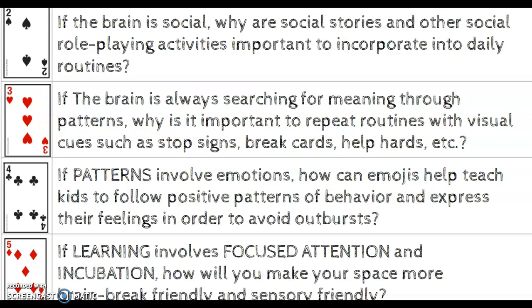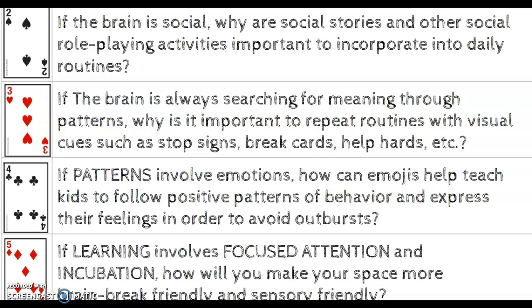If the brain is social, why are social stories and other social role-playing activities important to incorporate into daily routines? So just think about that question for a second. We've got 2 components there, the social stories and also the daily routines, the role-playing of daily routines. And really just having kids act out what things are supposed to look like. If the brain is social, then why are those 2 things so important?